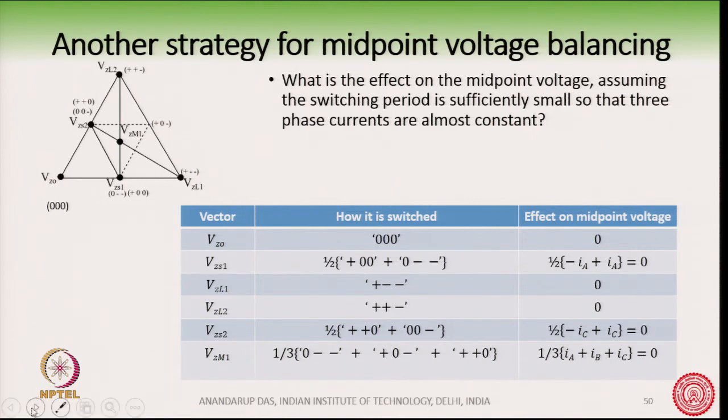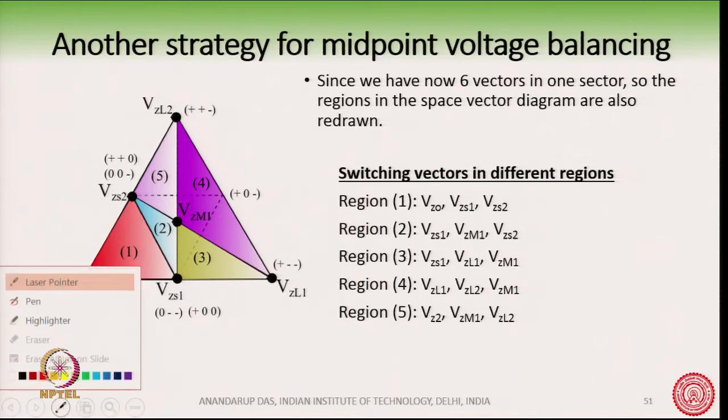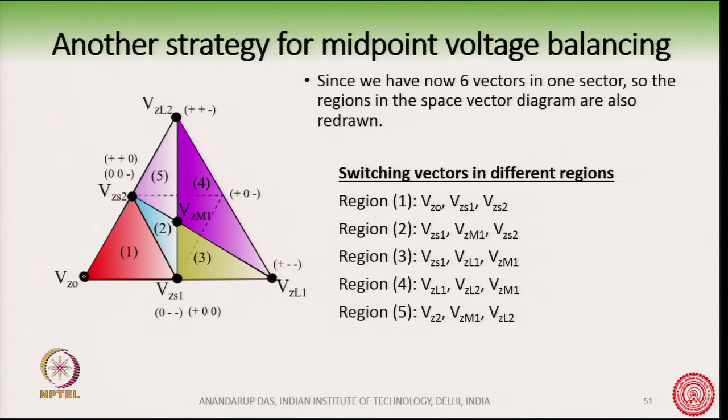So, once we have redefined the space vector diagram with new virtual vectors, we have to also redefine the regions which are covering these space vectors. As I told you, whatever may be the reference vector, if the reference vector is here, we will always switch the 3 nearest enclosing vectors, right.